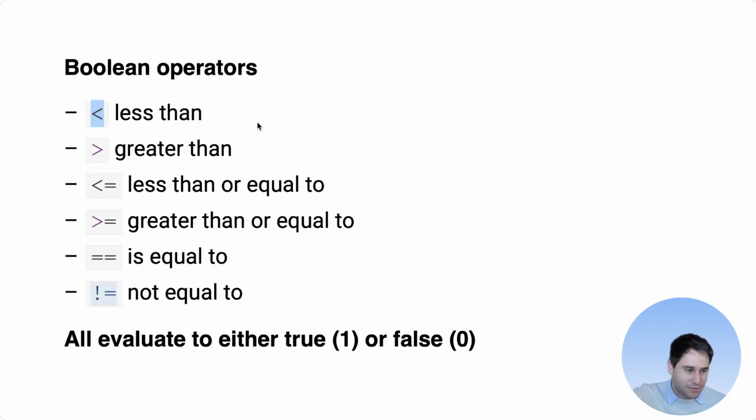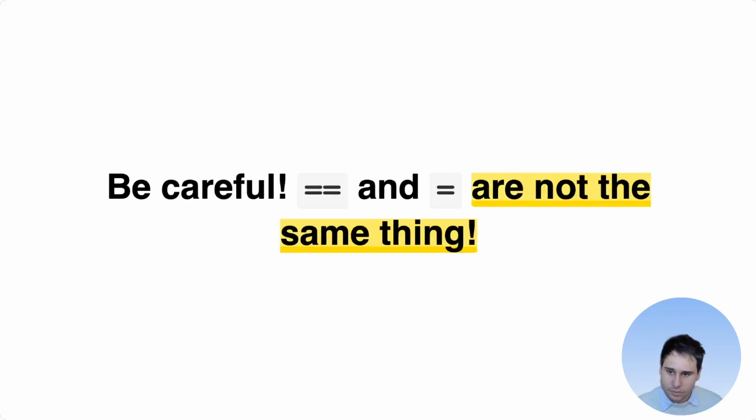What do you call these? A left-facing angle bracket is less than. So is the value on the left less than the value on the right? We have greater than, less than or equal to, greater than or equal to. Now this is important. Double equals is equal to. So is the value exactly the same? And not equal to is exclamation equals. So we get a whole bunch of these tools that we can use to ask Boolean or numerical questions.